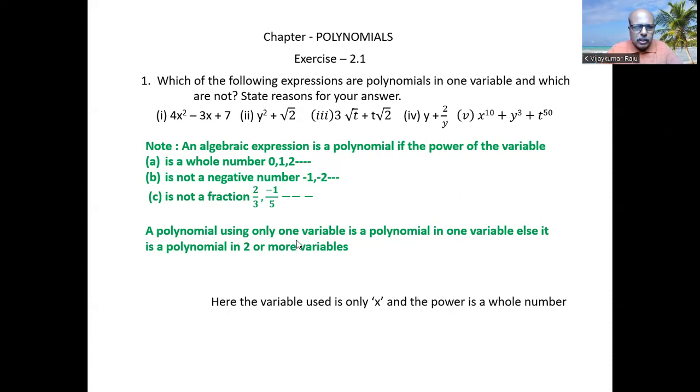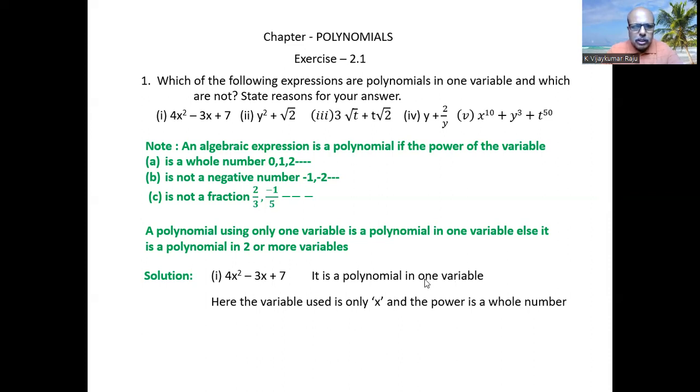Okay. Now, first, let us start with the solution. Let's take the first one: 4x squared minus 3x plus 7. Here the variable used is only x. There is no other variable. And the power is a whole number. Here the power, when nothing is written, means 1. So 1 is also a whole number, 2 is also a whole number. Therefore, the power is a whole number and only one variable is used. Therefore, it is a polynomial in one variable.